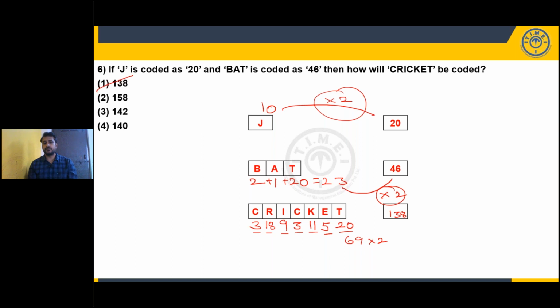Choice 1, perfectly matching. Logic is sum of the place values into 2. Move to the next question.